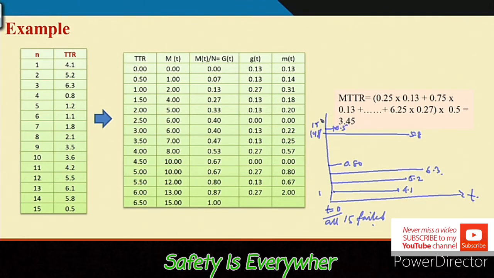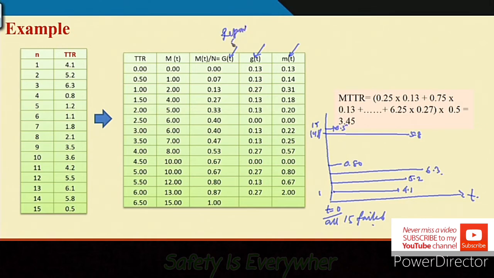Suppose you have done this experiment with 15 identical components, all having gone through an identical repair process at time t equal to 0, and you found this distribution. With this data, we want to find the G(t) values: the repair distribution, repair density, and repair rate.